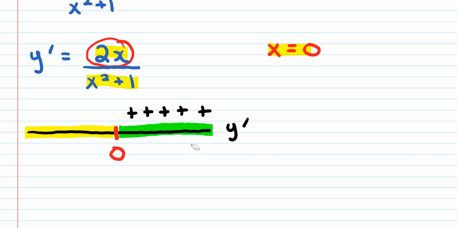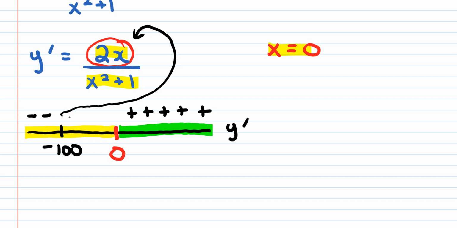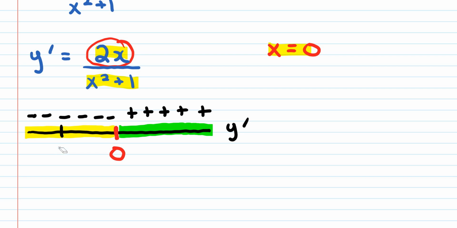And then let's pick a number to the left of 0, so maybe I can try negative 100. And if I try negative 100 in the numerator there, 2 times negative 100 is negative, and the denominator is always positive, so that means the left-hand side of 0 is going to be negative. Okay, so that's my first derivative test. So it turns out that the slope is going down, negative, then it goes to positive, so that means we have a minimum.